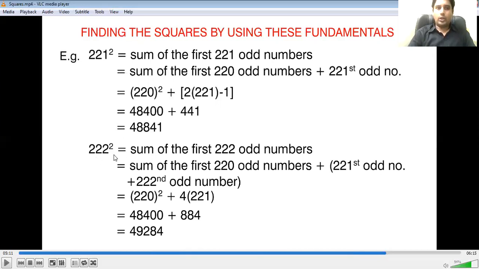Directly what we can do, 222 square, in my mind, I know that I am going to break it as 220 square plus the 221st plus the 222nd odd number. So my result would be 48400 plus 884, 4 times 221. Like for 221 square, I will directly come to this step, 220 square plus twice 221 minus 1. For 222 square, since we'll be adding two odd numbers here, it will be 220 square plus 4 times 221. So likewise, we can proceed for any number.